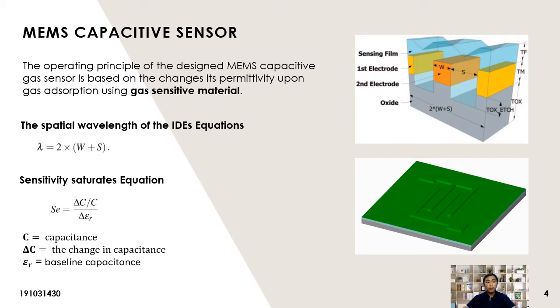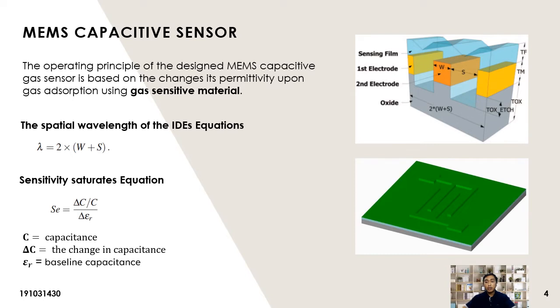Now I will explain about the MEMS capacitive sensor. The operating principle of the designed MEMS capacitive sensor is based on the change in permittivity upon gas elevation using a gas sensitive material. As we can see, the figure above is a cross section of the capacitive sensor, and the figure below is the top view of the capacitive gas sensor.